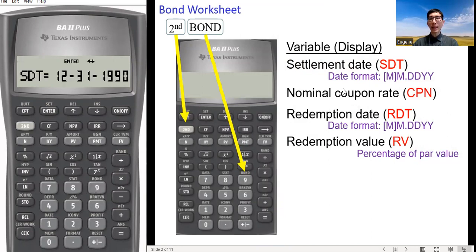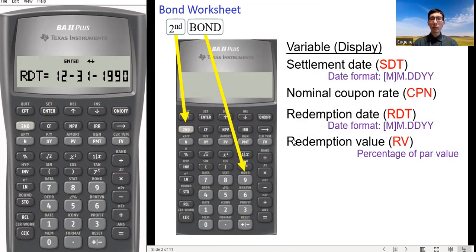The first variable is SDT, the settlement date or the selling date of the bond. We key in the date using the US date format, mm.ddyy. The next variable is CPN, the nominal coupon rate. And then the next one, RDT, the redemption date or the maturity date of the bond. We use the US date format to key in this variable.